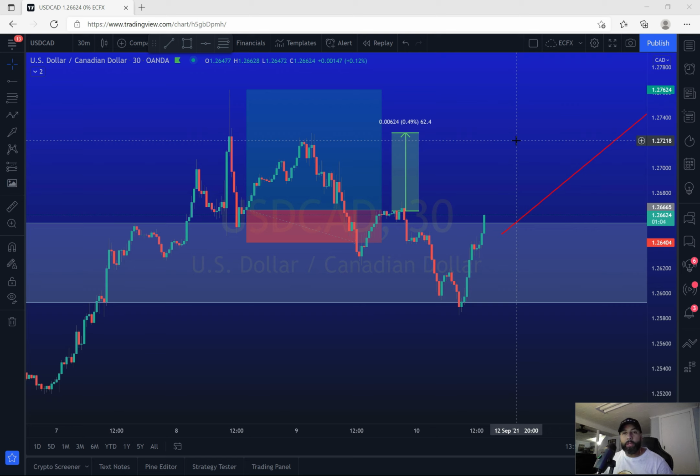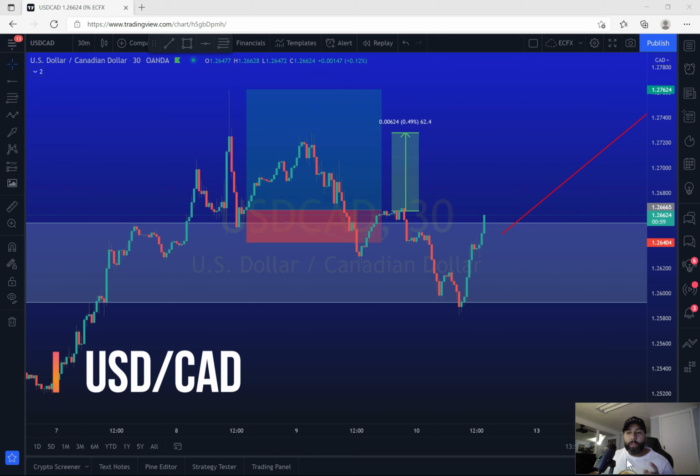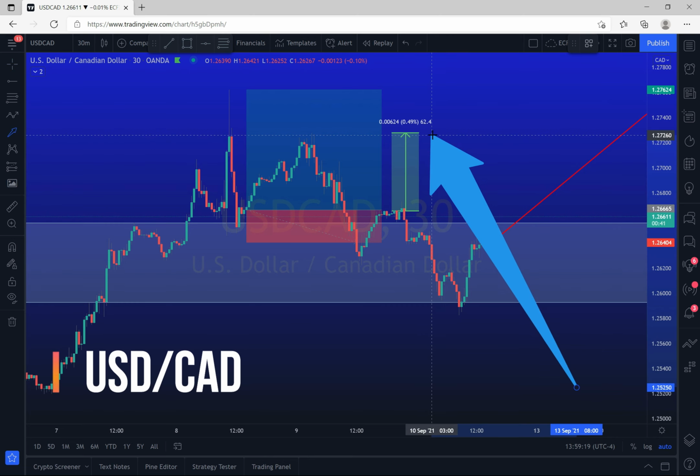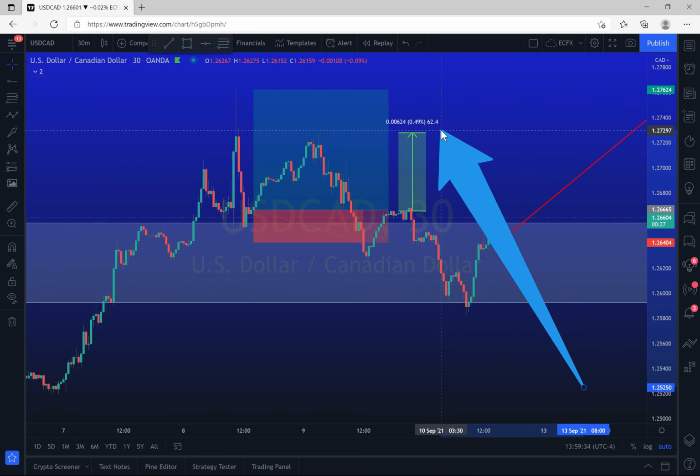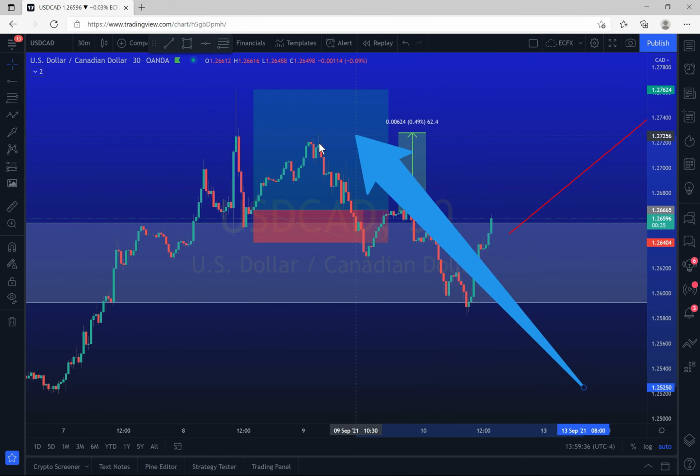So just to dive right into it, guys, 62 pips is what we caught on USDCAD right here on this trade. It would have been a $10 move for every pip if you traded one lot. If you traded different lot sizes, it would differ. But just to give you a reference, if you would have traded one lot, you would have made $620 on this trade.